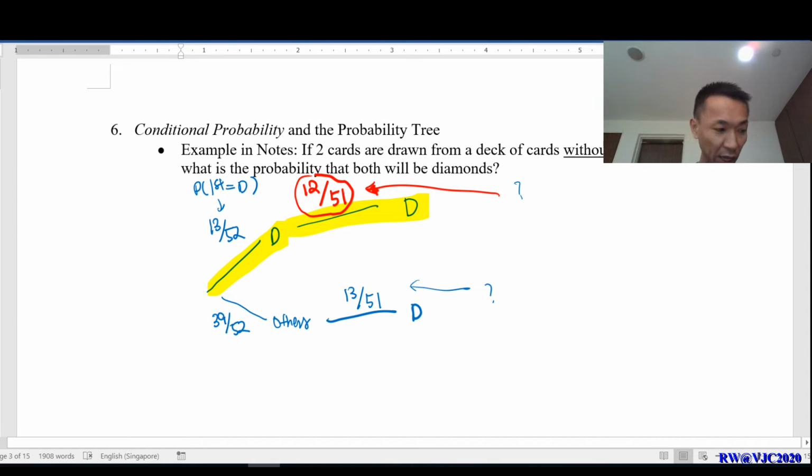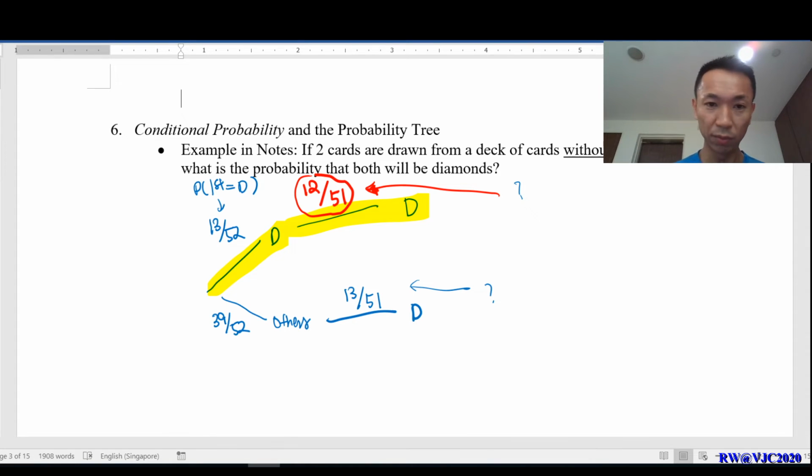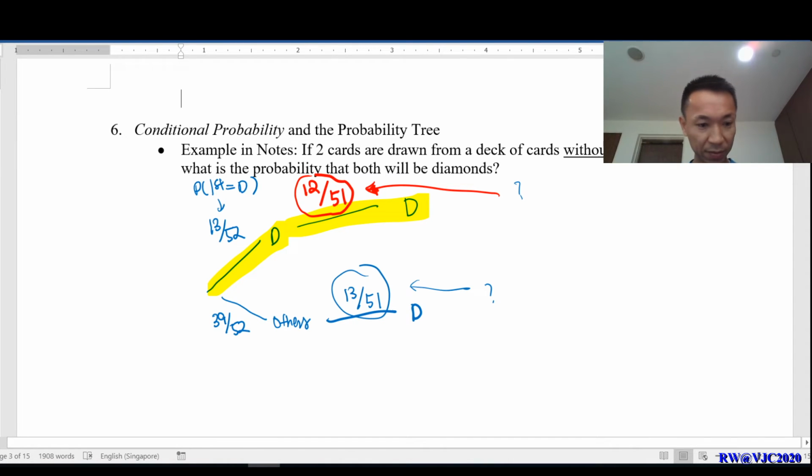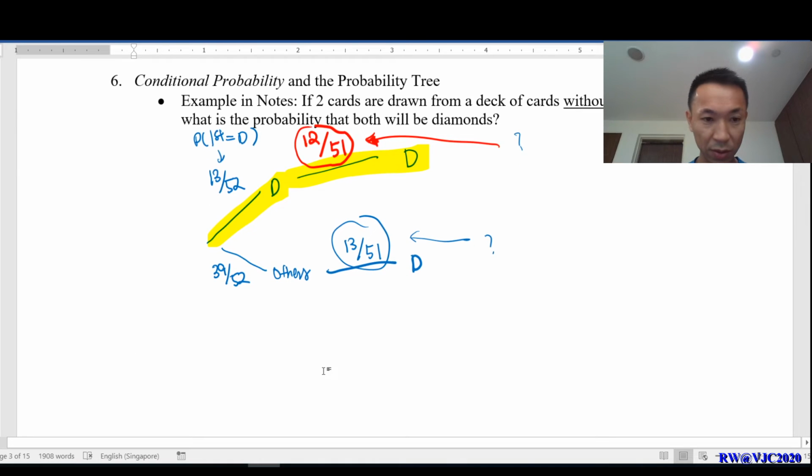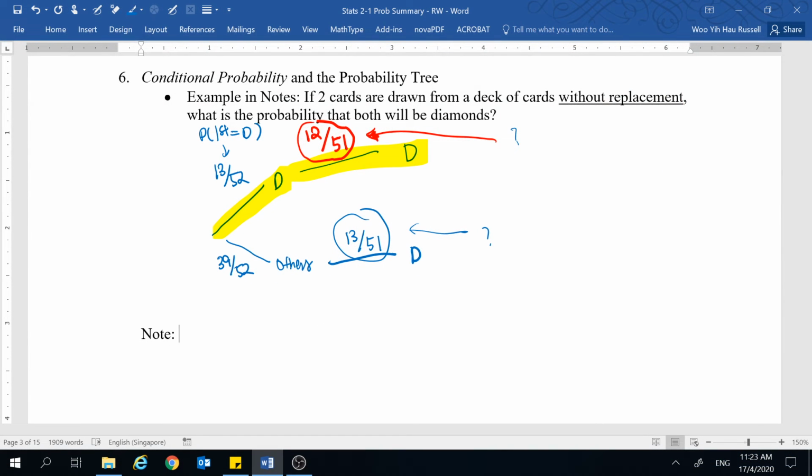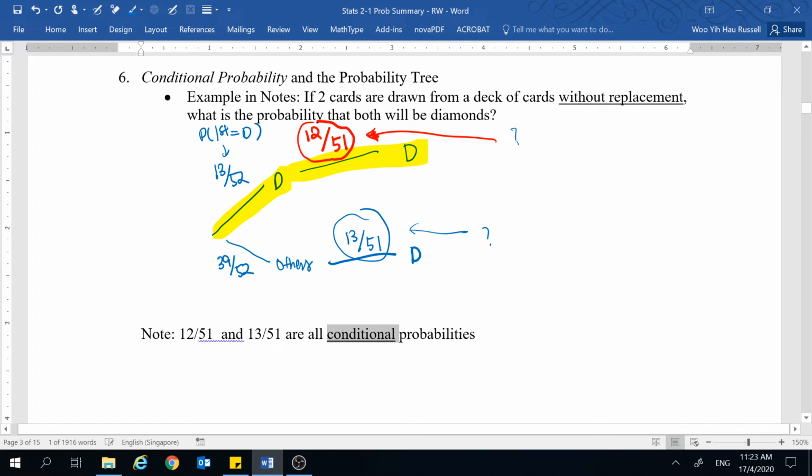Alright, I want to say that these two here, I want to type it up. Okay, note: 12 over 51 and 13 over 51 are all conditional probabilities. Conditional probabilities. Why do I call them conditional probability?